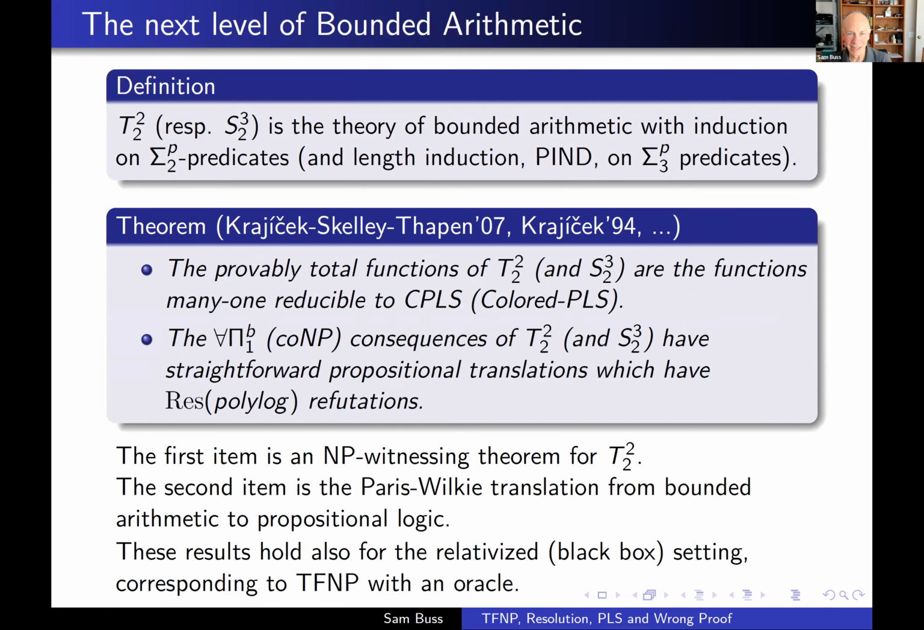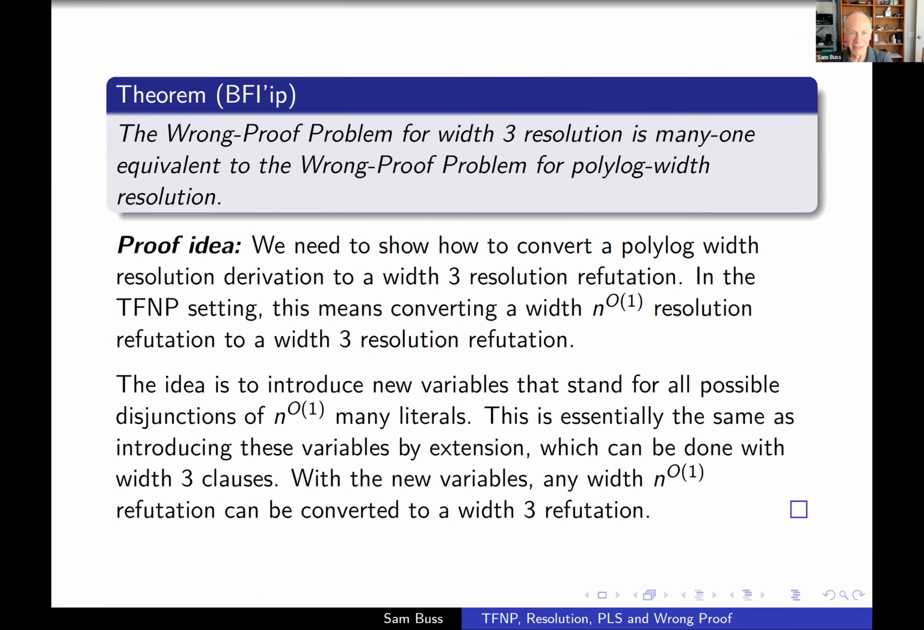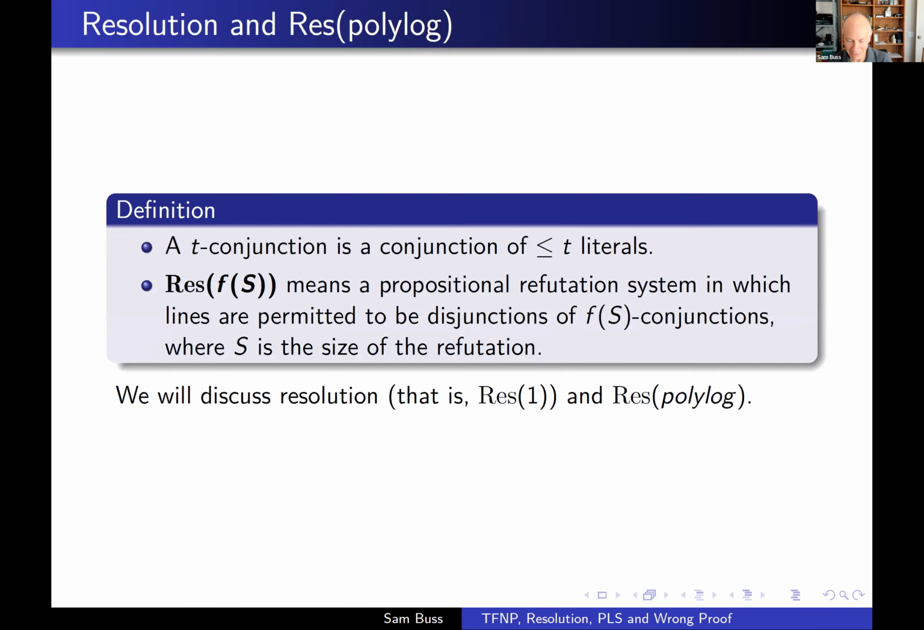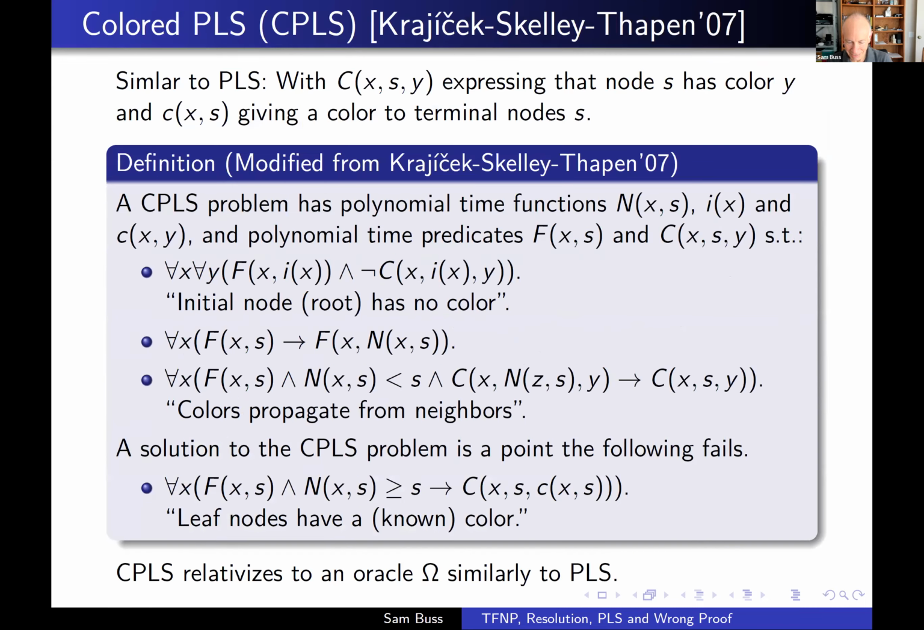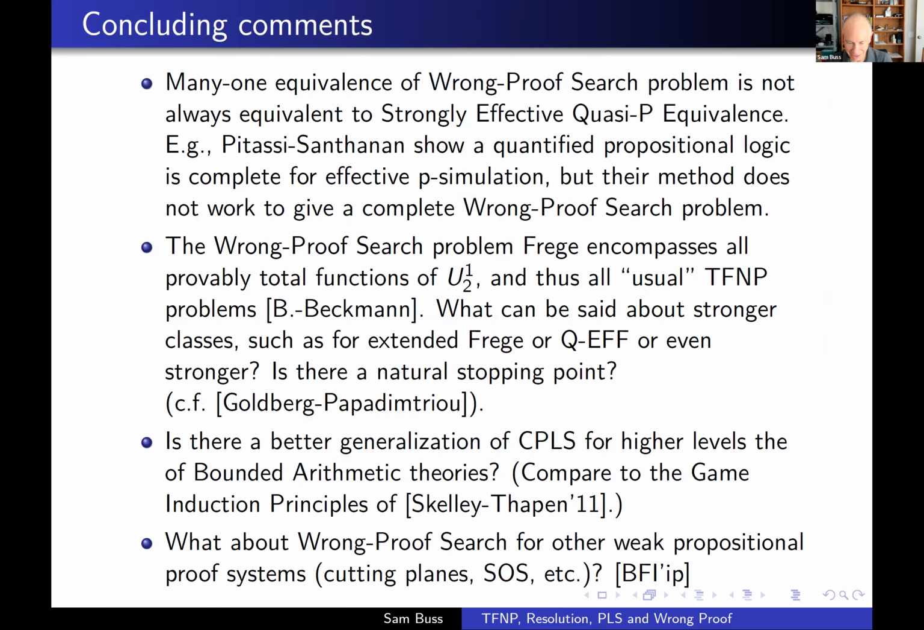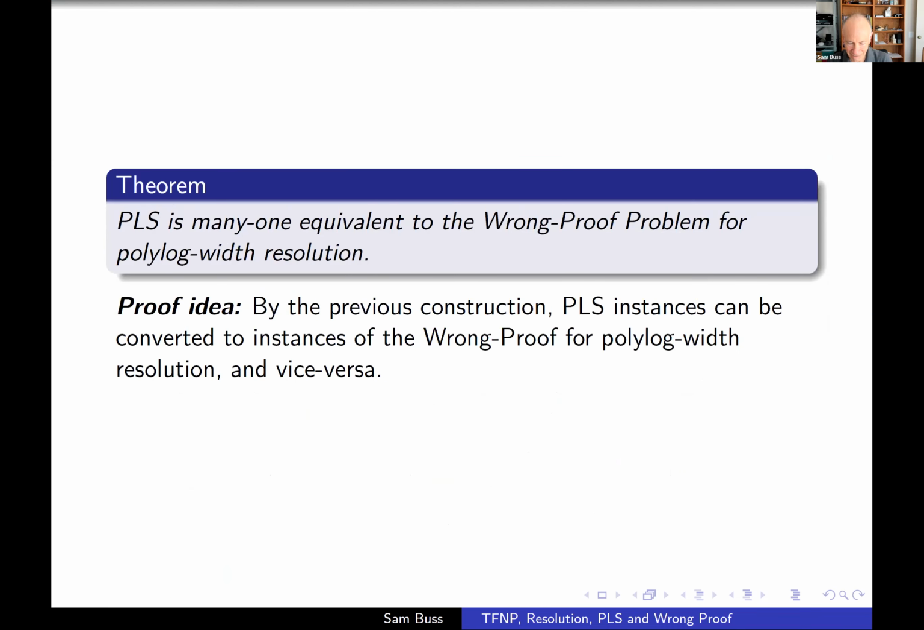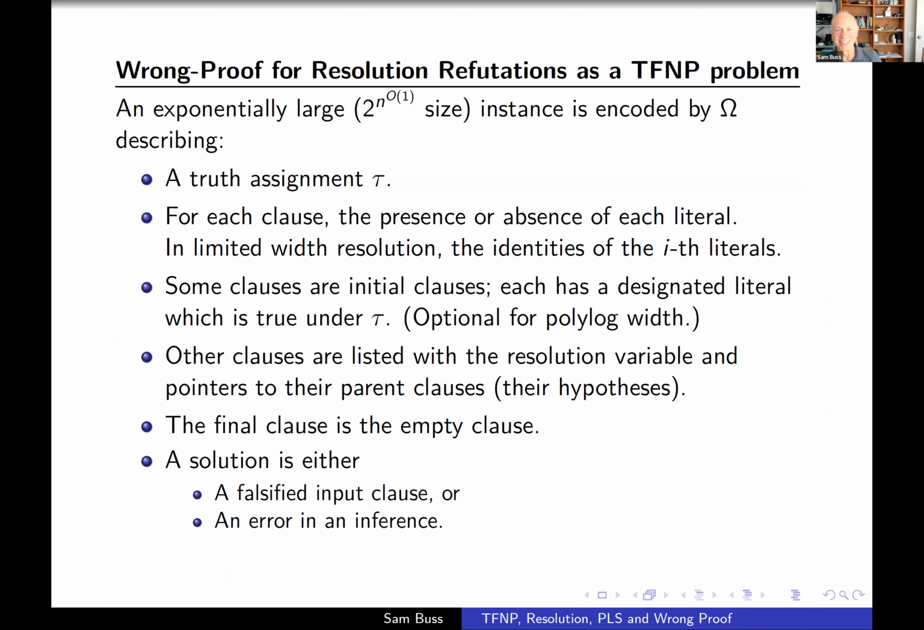Let's go ahead a little bit here. Where's my slide for that? I have it someplace. Hold on, I have a slide about that. I lost it. I'm losing my slide. Hold on. Oh, here it is. Okay. I think I went too far. So, wrong proof resolution refutations as a TFNP problem. Thank you for the question.